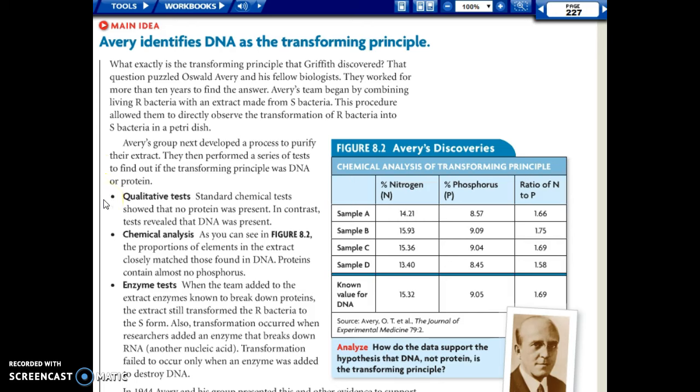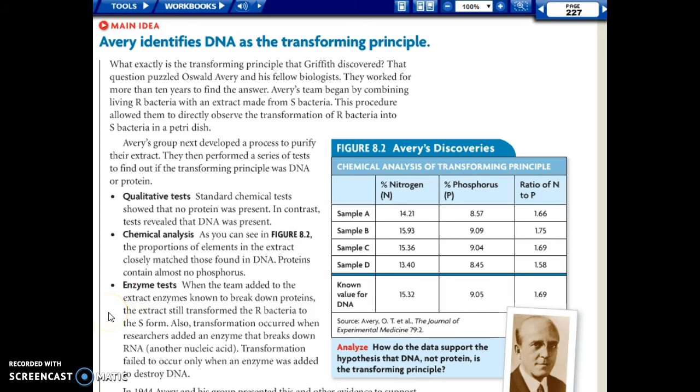Qualitative tests. Standard chemical tests showed that no protein was present. In contrast, tests revealed that DNA was present. Chemical analysis. As you can see in figure 8.2, the proportion of elements in the extract closely matched those in DNA. Proteins contain almost no phosphorus. DNA does contain phosphorus, so if phosphorus is present, it's coming from DNA, because proteins really don't have any phosphorus at all. So something containing phosphorus was passed from the S bacteria to the R bacteria. It couldn't have been protein.